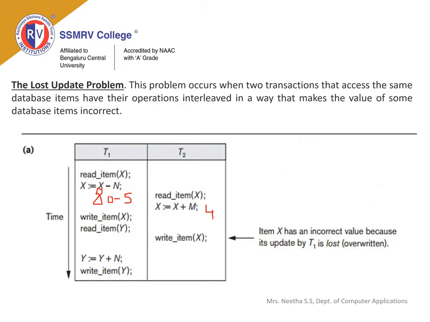So now coming back to T1, it will update the X value. So now it is 75. Read item of Y. So Y you can assume as 10. So N value you can assume as 10. Y value as 20. 20 plus N, that is 30. So now it is 30. But whereas in here it is updating only 79. So we have got item X with an incorrect value because the update by T1 is lost, which is overwritten.